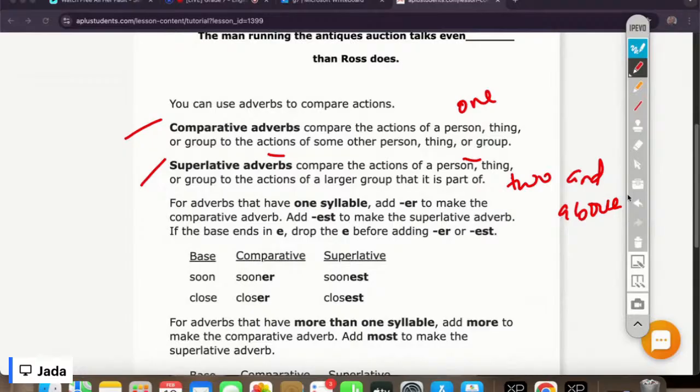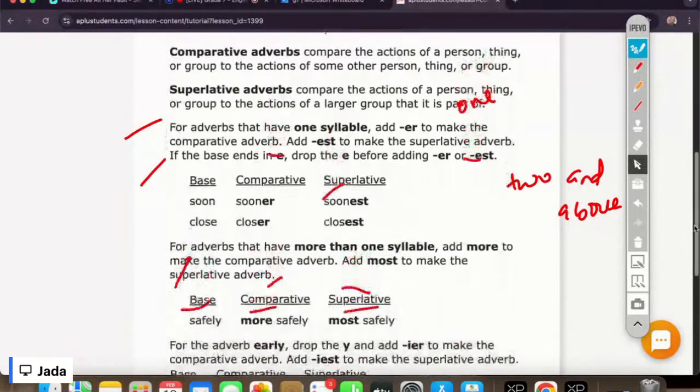Okay, so for adverbs that have one syllable, you have to add er to make the comparative adverb, add est to make the superlative adverb. If the base ends in e, you have to drop the e and then you add er or est. So it's like one syllable. So we have soon, sooner, soonest, close, closer, and closest. So this is for one syllable.